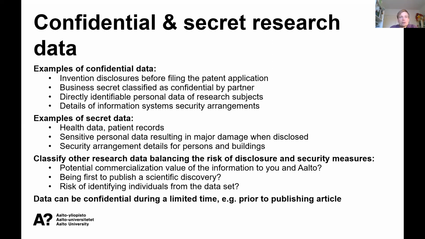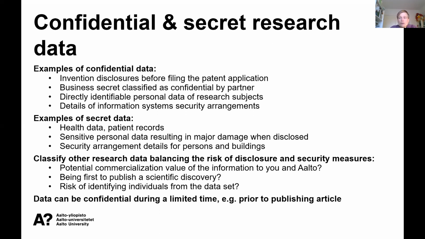And then when you have certain data and you don't know which one it is, how to classify it, what you should do is balance the risk of disclosure. What happens if someone else knows about the data? You leak all of the data or part of it, and then also the security measures needed. What security measures you have to take to keep the data confidential or secret.